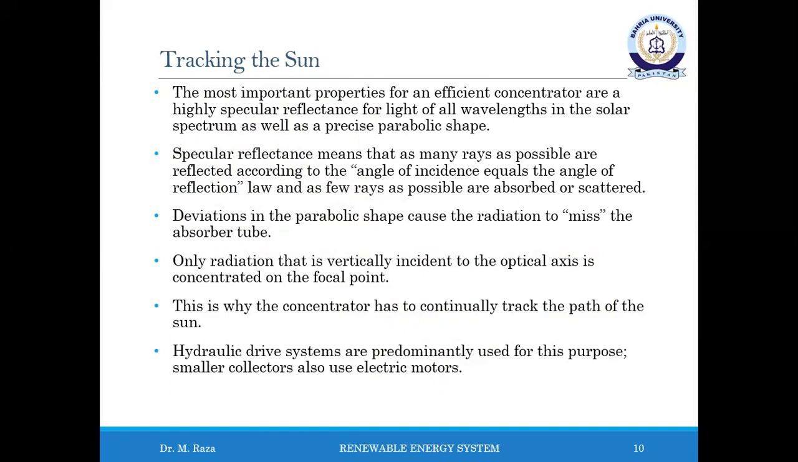Only radiation that is vertically incident to the optical axis is concentrated on the focal point. This is why the concentrator has to continuously track the path of the sun. Hydraulic drive systems are predominantly used for this purpose. Smaller collectors also use electrical motors. The drive systems are controlled either with sensors that determine the position of the collectors relative to the sun elevation, or by numerically calculating the sun elevation and the position sensor for the collectors, or by using a combination of both.